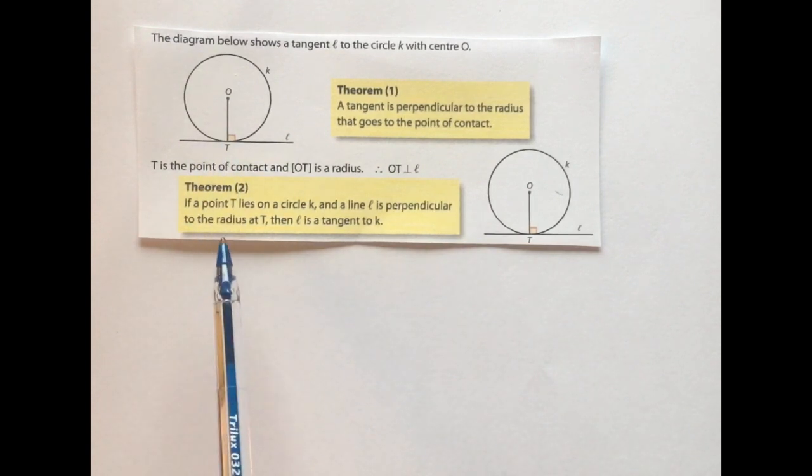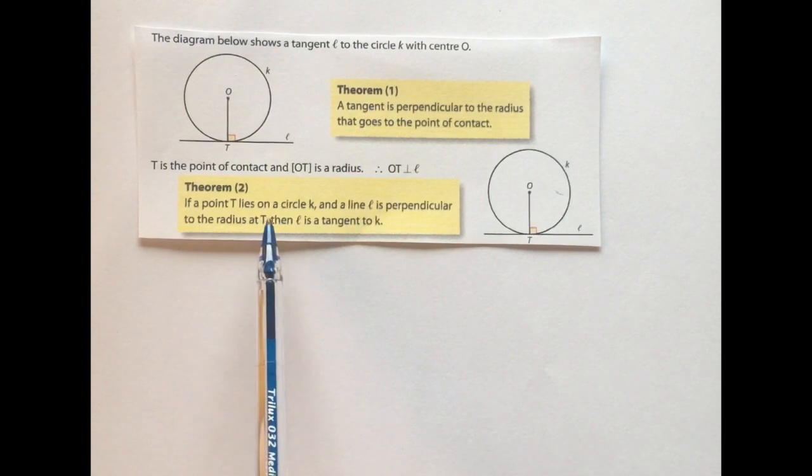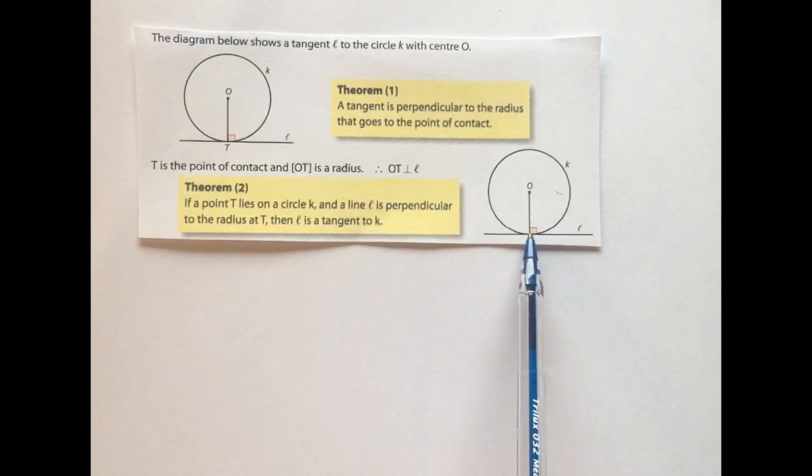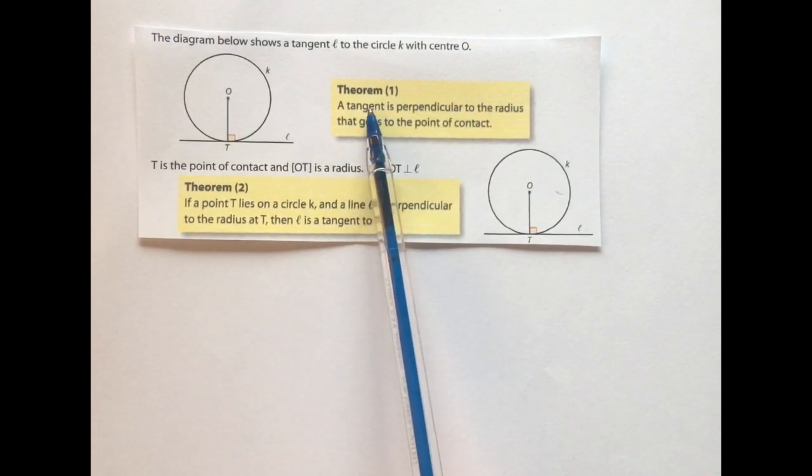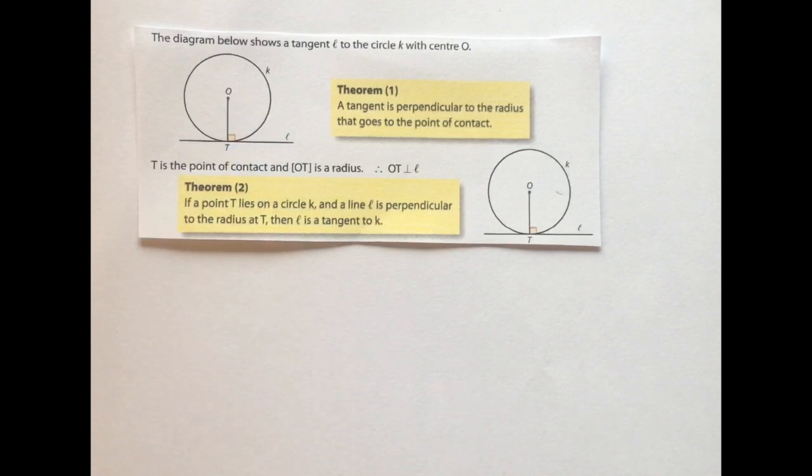The second side of this theorem is that if you have a point here and you know that it is perpendicular to the radius, if you know that angle is 90 degrees, then you can be sure that line is a tangent. So they're both looking at the same facts around this theorem. The first one is just saying that if you have a tangent, it will meet the radius and be perpendicular, so the tangent meets the radius and makes a 90-degree angle. But this one's saying that if you know you've got a 90-degree angle, then you can say for sure that the line must be a tangent.